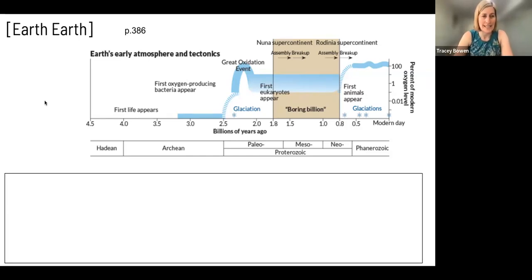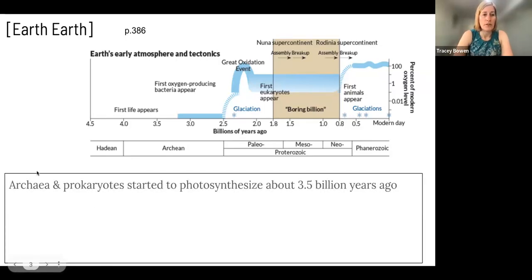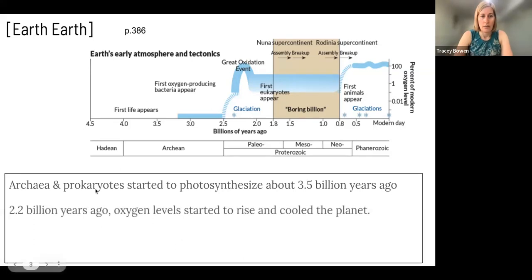Photosynthesis was not always the same in cells throughout history, and the early Earth didn't look the same either. The first cells on Earth would have been archaea and prokaryotes, and they started to photosynthesize without chloroplasts, about 3.5 billion years ago. And so what that ended up doing is causing oxygen levels to rise on the planet because they were producing oxygen as a waste product from that photosynthesis process.